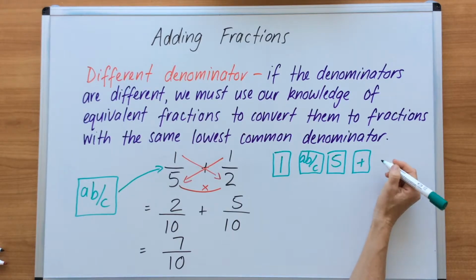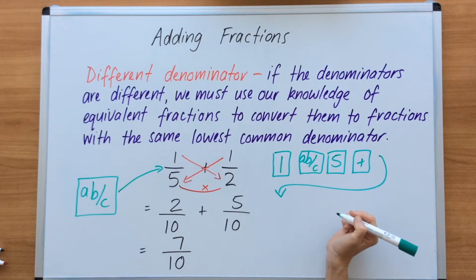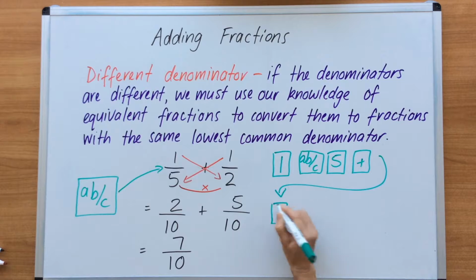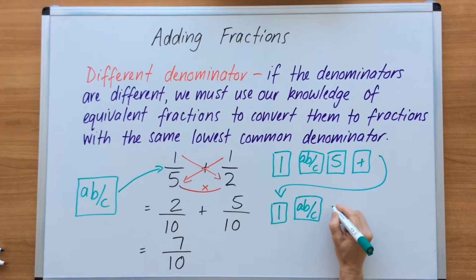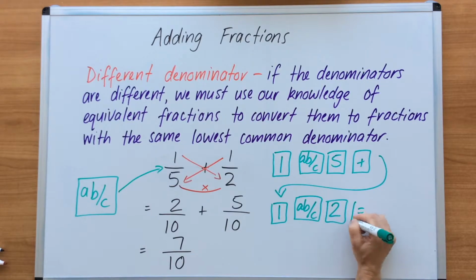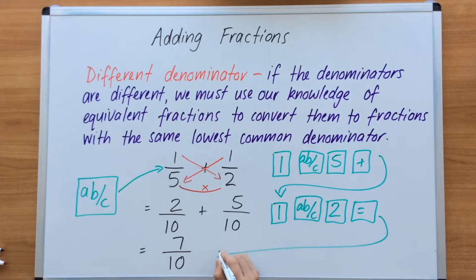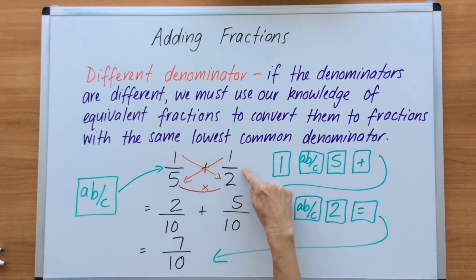plus, and I'll go down here now, running out of room, 1, ABC fraction button, 2, equals, and you will get this answer. Okay, so I'll repeat this again. 1 ABC fraction button 5 plus 1 ABC fraction button 2 equals, and you will get the answer of 7/10.